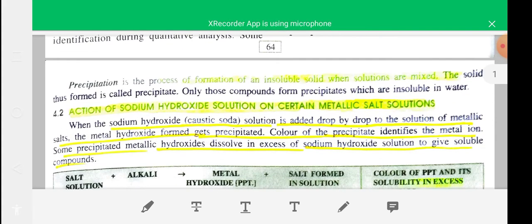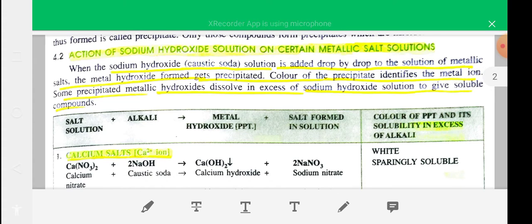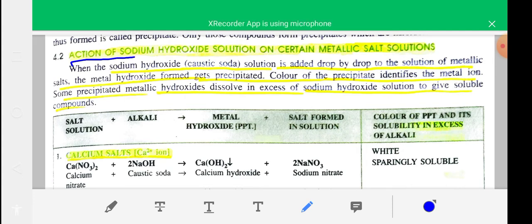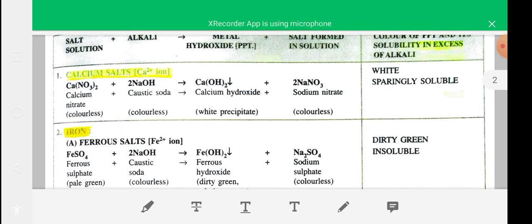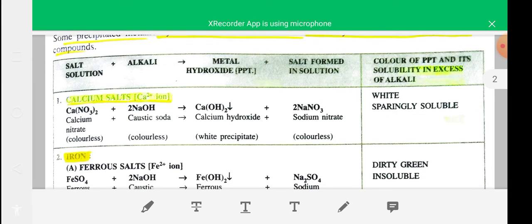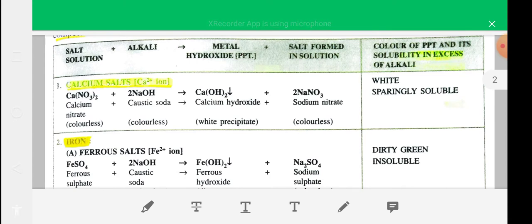Okay, and the second topic of this chapter is you have to read the action of sodium hydroxide and action of ammonium hydroxide on certain metallic salt solutions. Action of sodium hydroxide, that is NaOH, and action of ammonium hydroxide on certain salt solutions, like salts of calcium, zinc, lead, iron. This action of sodium hydroxide on these salt solutions, salts of calcium, iron, zinc, lead.